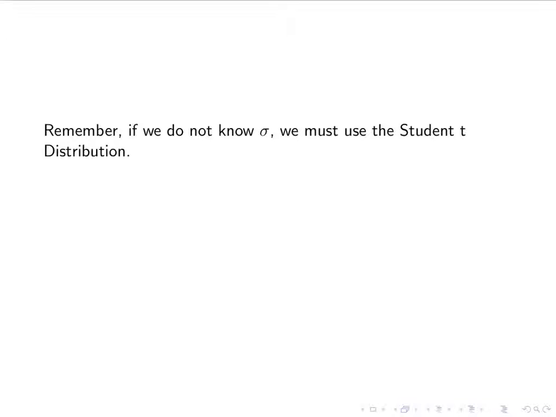Also remember that if we do not know sigma, we must use the student t distribution. So just like with the confidence intervals, if we don't know sigma, if we have to use s, the sample standard deviation, we have to use the student t distribution and not the normal distribution.